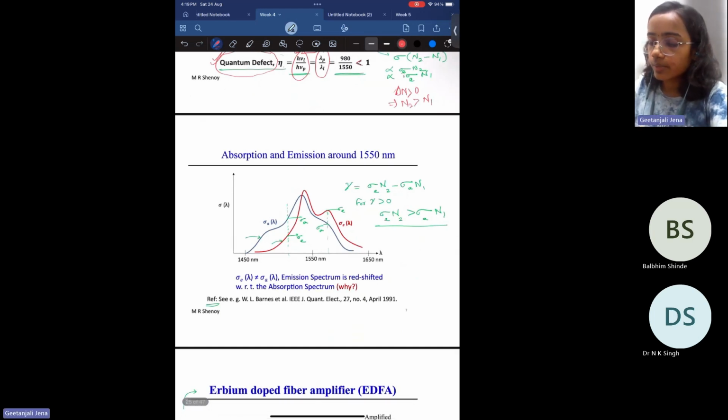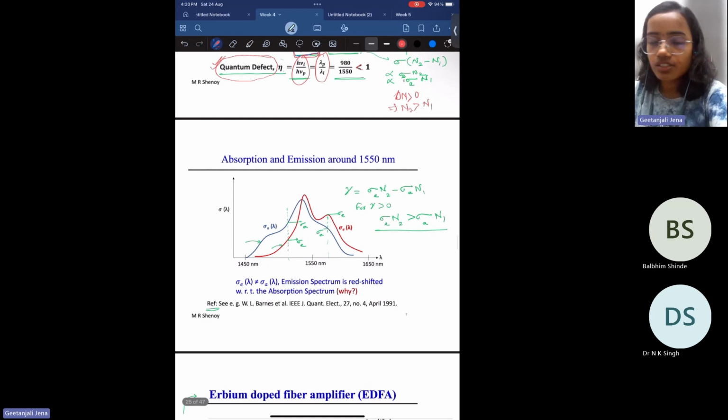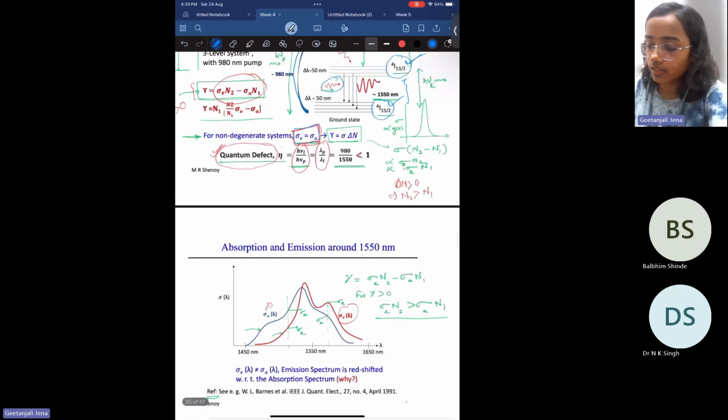And this is the schematic of a scattering cross section. As we see, the emission cross section is not always equal to the absorption cross section. If you see the blue curve, it is the cross section for absorption, and the red curve is the cross section for the emission process. And normally these are not equal.